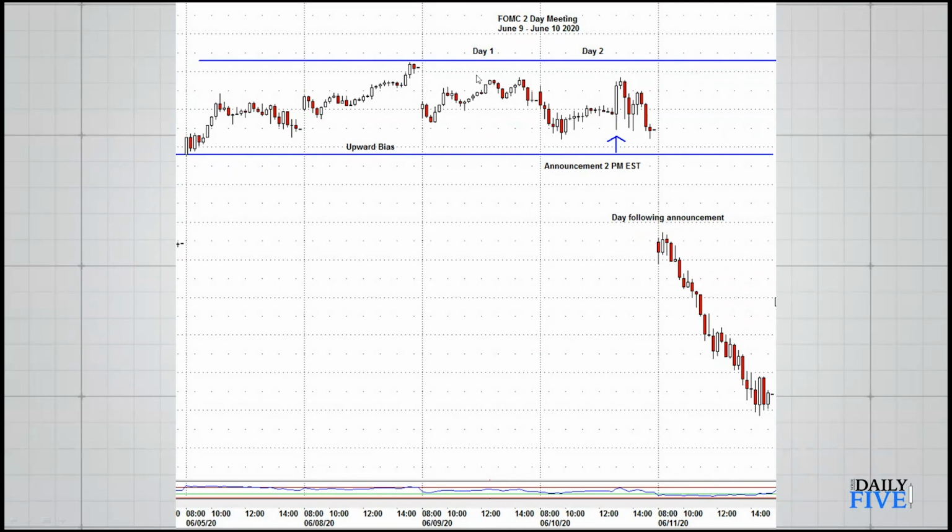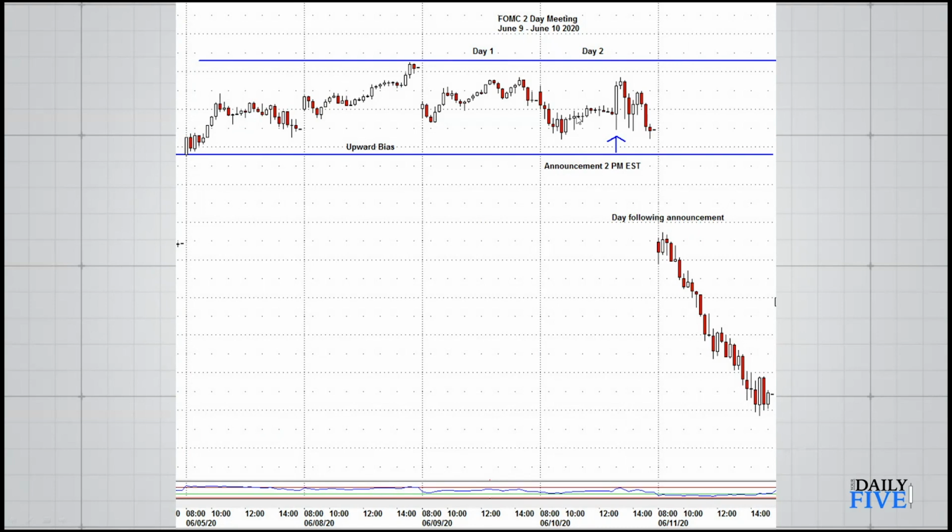Now, if we move over to day one, remember we're looking at more intraday here, we can see that the market from the previous day opened down, but then did start to drift upwards during that day. The next day, the market again drifted down, but then started an upward bias towards where the meeting announcements come out.